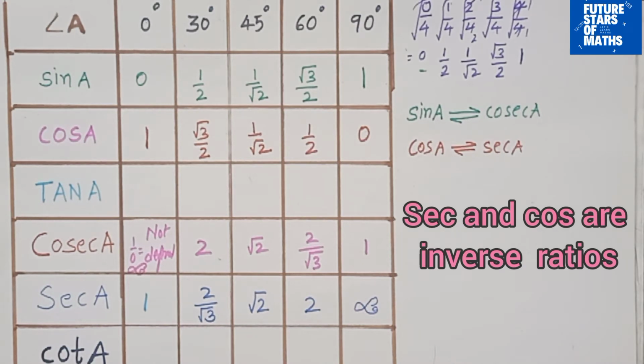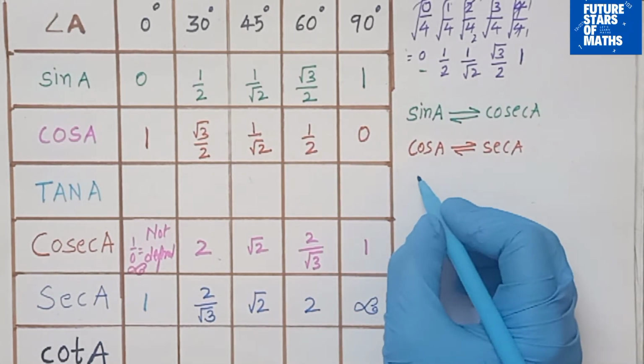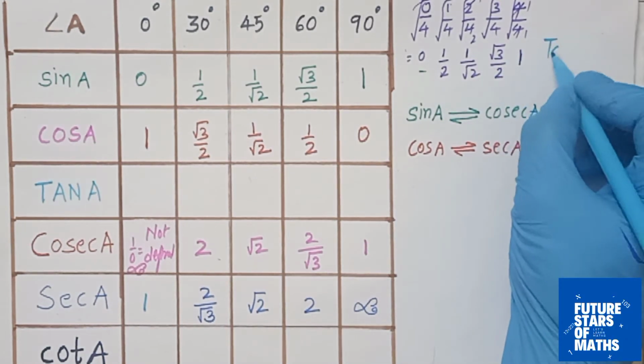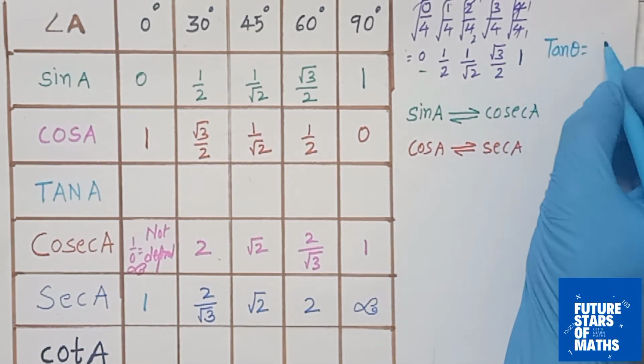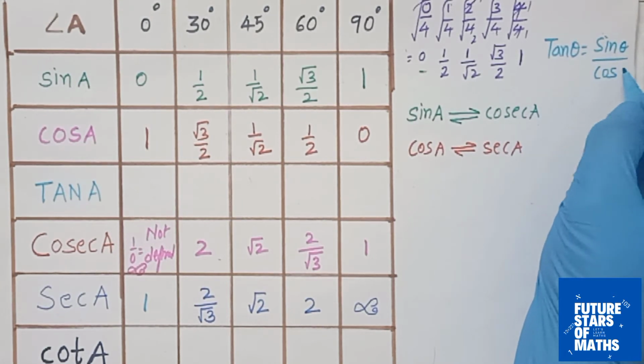What are we left with now? We are left with tan and cot. So do you all know what tan theta is, students? Since tan theta is nothing but sin theta by cos theta, what will we do?